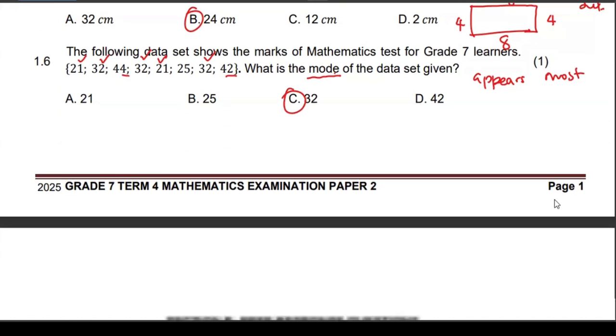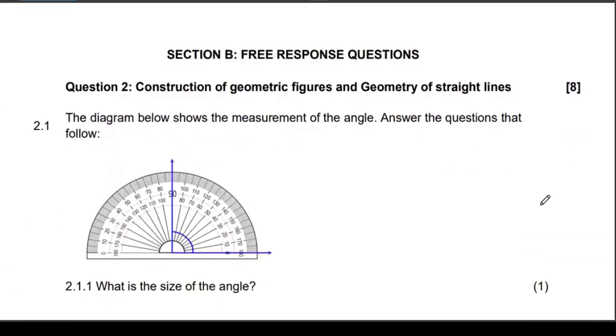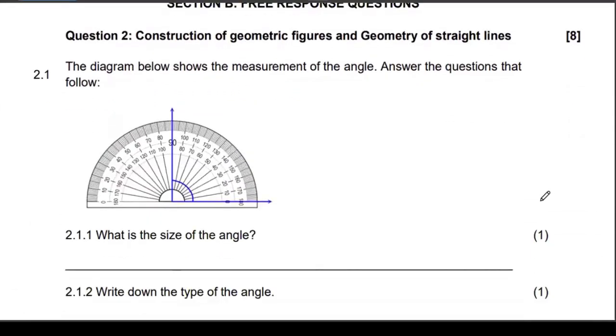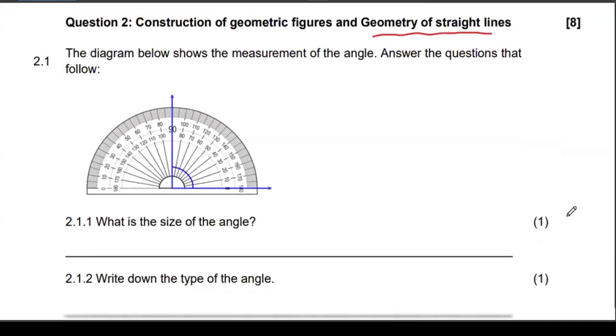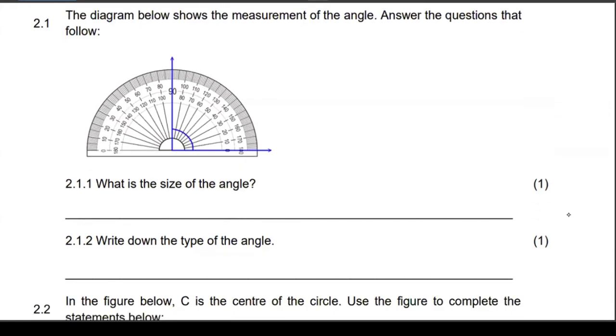Then question number 2, which is the free response questions, construction of geometric figures and the geometry of straight lines, 8 marks. The following diagram below shows the measurement of an angle. Answer the questions that follow. What is the size? So we can see that all of this is 90 degrees.